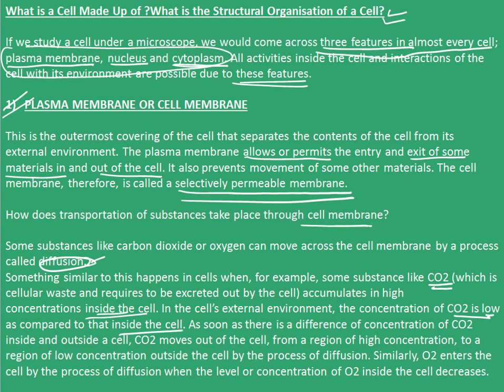Now, as soon as there is a difference of concentration of CO2 inside and outside a cell, CO2 moves out of the cell from a region of high concentration to a region of low concentration outside the cell by the process of diffusion. So basically, there needs to be a difference in concentration for the CO2 to move out of the cell. Similarly, O2 enters the cell by the process of diffusion when the level or the concentration of O2 inside the cell decreases.